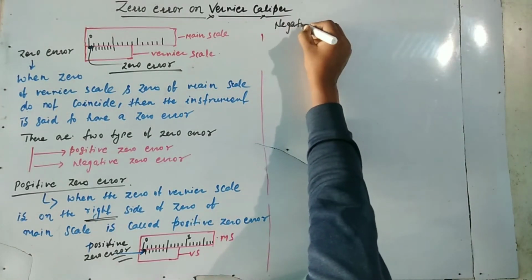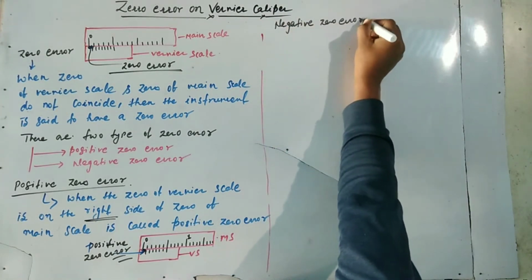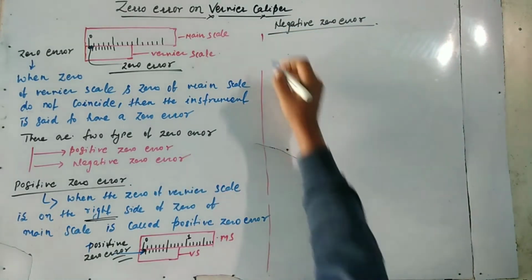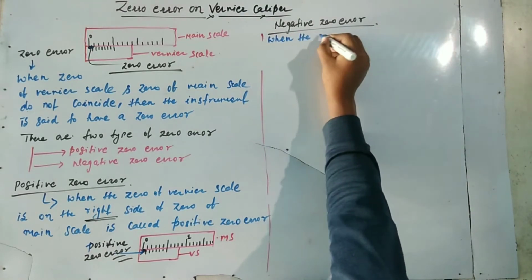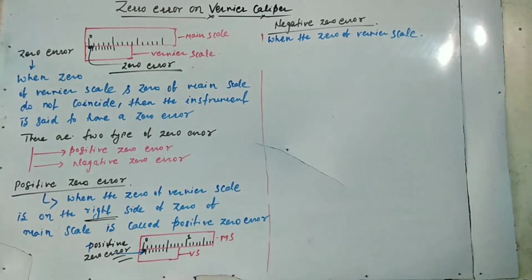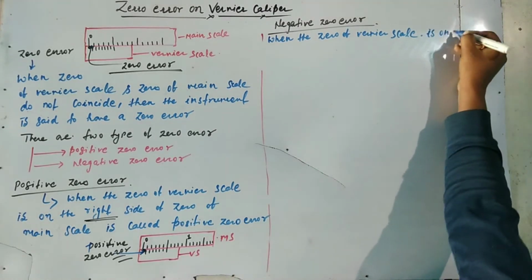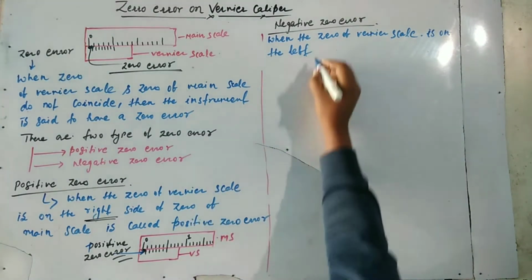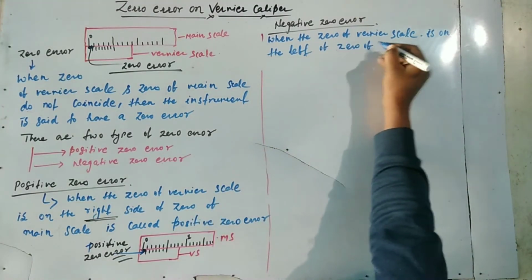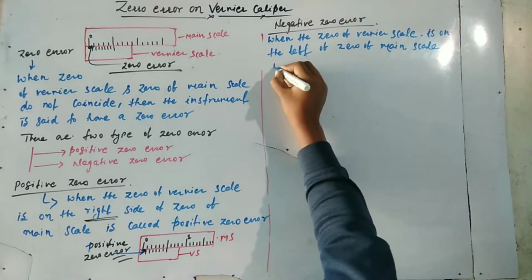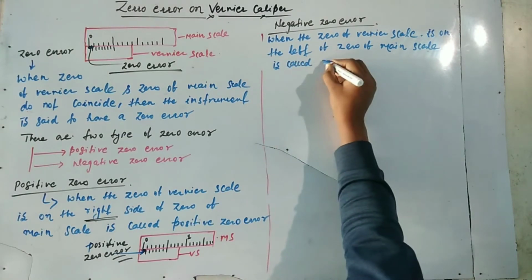Next one is negative zero error. Negative zero error means just the opposite of positive zero error. It means when the vernier scale 0 is on the left side of the 0 of the main scale, it is called negative zero error. When the 0 of the vernier scale is on the left side of the 0 of the main scale, it is called negative zero error.